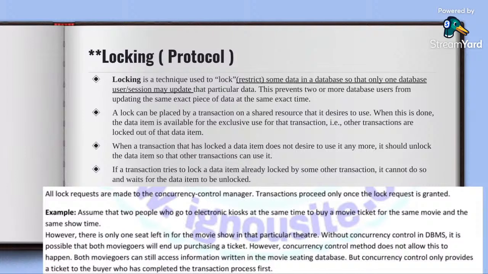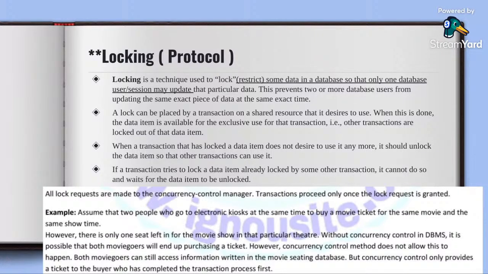When a transaction that has locked a data item does not desire to use it anymore, it should unlock the data item so that other transactions can use it. If a transaction tries to lock a data item already locked by some other transaction, it cannot do so and waits for the data item to be unlocked. All lock requests are made to the concurrency control manager. Transactions proceed only once the lock request is granted.